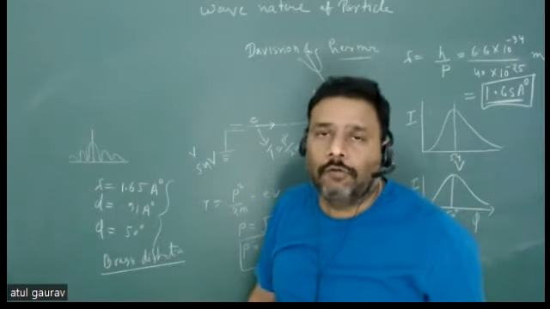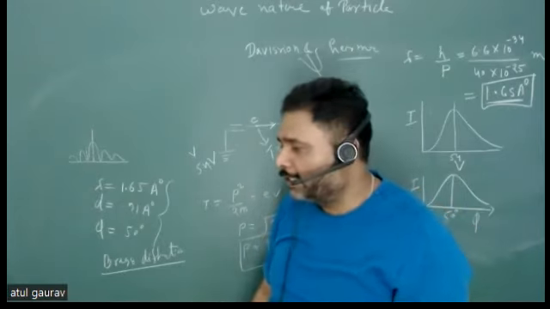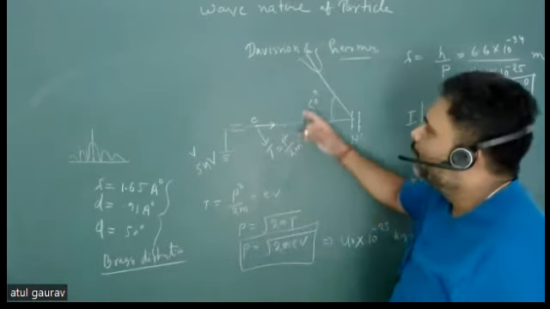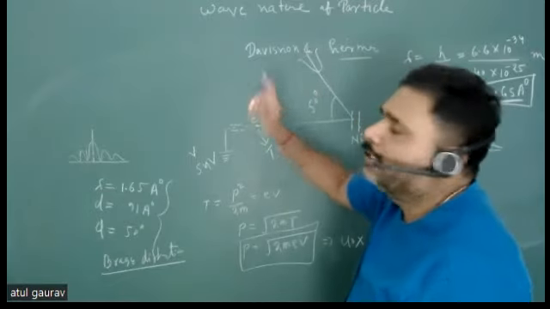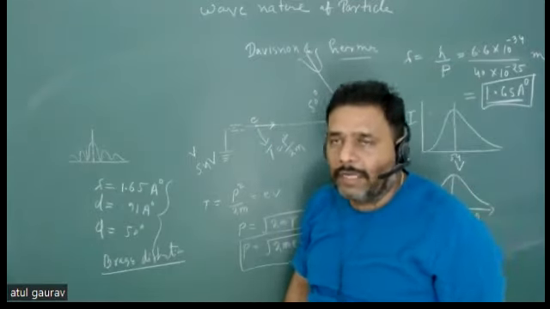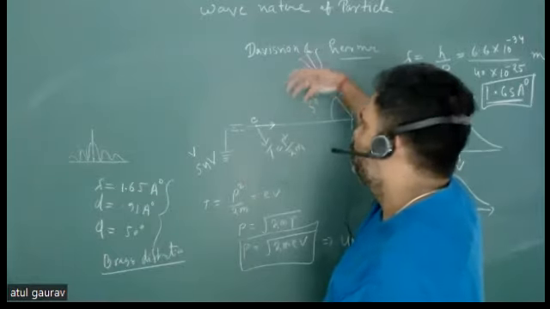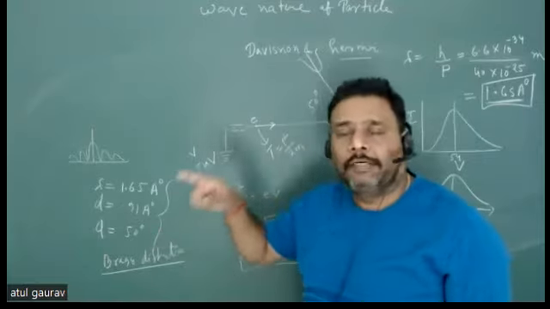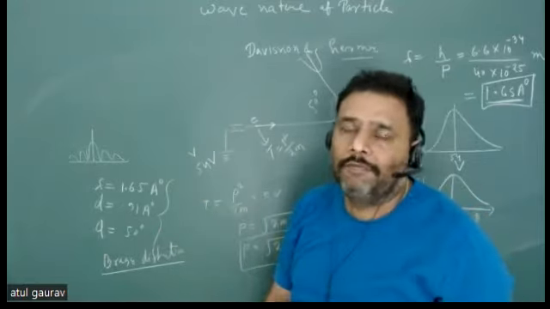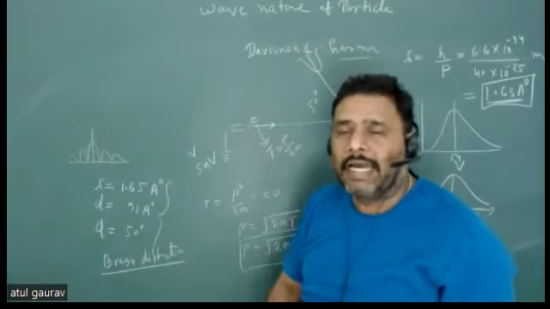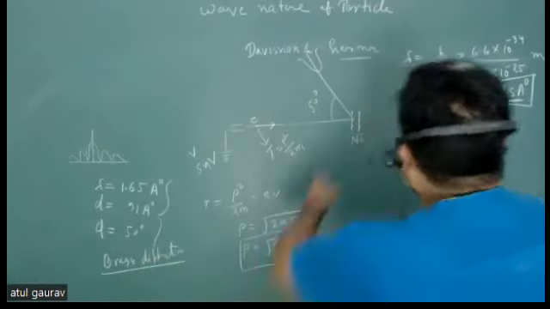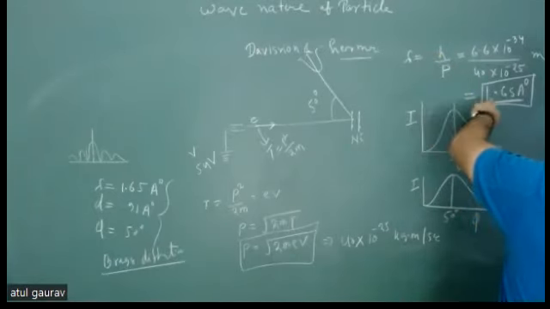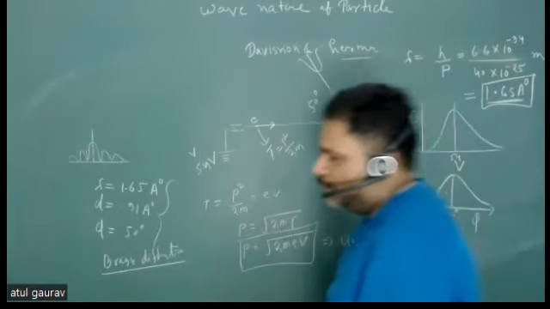So what does it conclude? It concludes that the electron can be treated as a wave when it gives some kind of diffraction pattern or interference pattern. At that time the electron can also be treated as a wave, and there is an associated wavelength, and that associated wavelength can be calculated by the de Broglie hypothesis, which is equal to h upon p, and that value is 1.65 angstrom.